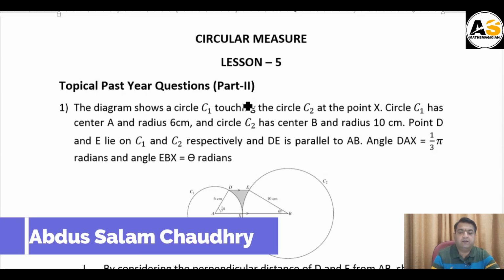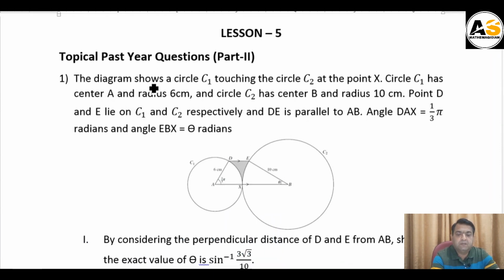First question for today. We are given a diagram. The diagram shows a circle C1 and a circle C2. They meet at point X. Circle C1 has center A and radius 6. Circle C2 has center B and its radius is 10. Points D and E lie on C1 and C2 respectively, and DE is parallel to AB.